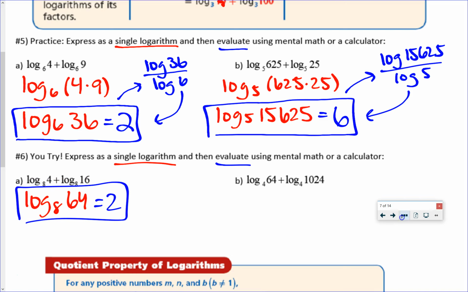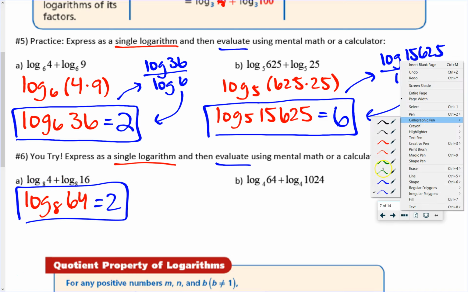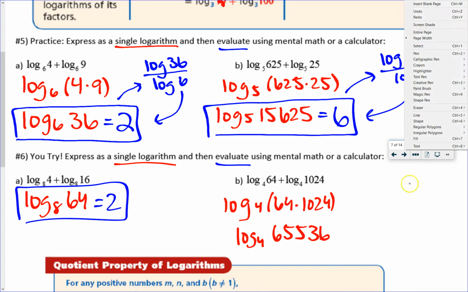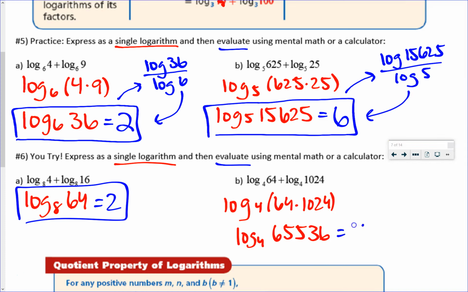Okay? My next piece, log 4 of 64 plus log 4 of 1024. Okay, so when I multiply those guys together, that's a nice number. What is that? 65,536. And when we evaluate it, what did you get? We got 8. Good. So I need the red and the blue that's in the box.